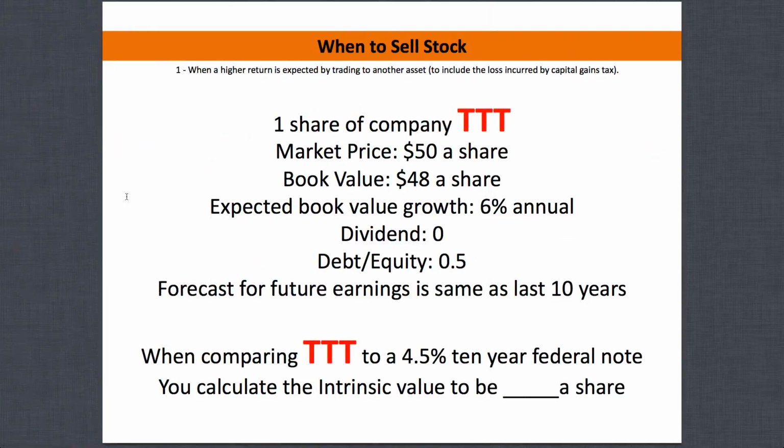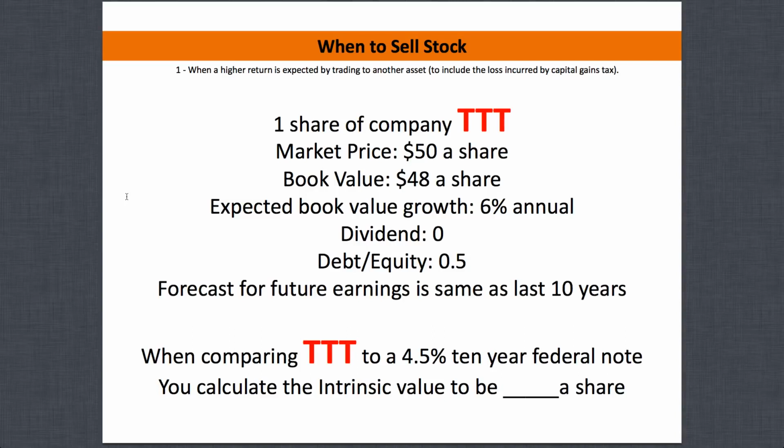Okay, so one share of company TTT. We're going to say that the market price on TTT is $50 a share. We're going to say, just by coincidence, that the book value for this company is also $48 a share, just like the last company, okay? And our expected book value growth is 6% with company TTT, which is 1% higher than what we had with company XXX. This company also doesn't pay a dividend, but the debt to equity is at a 0.5, which is much better than company XXX right now.